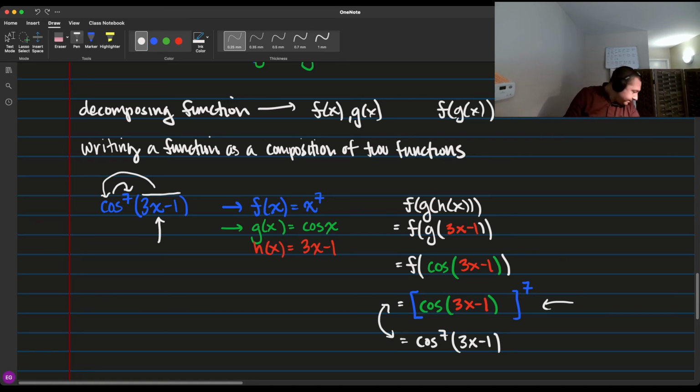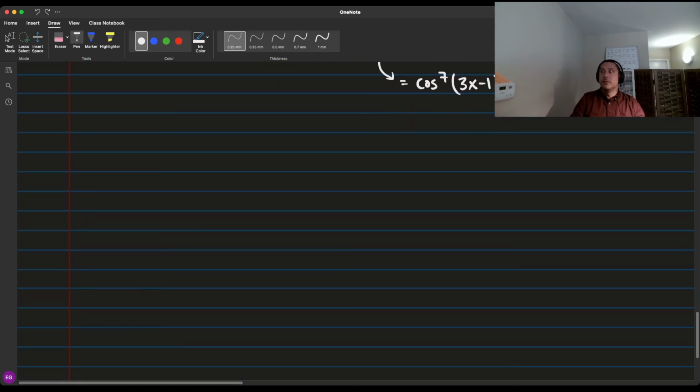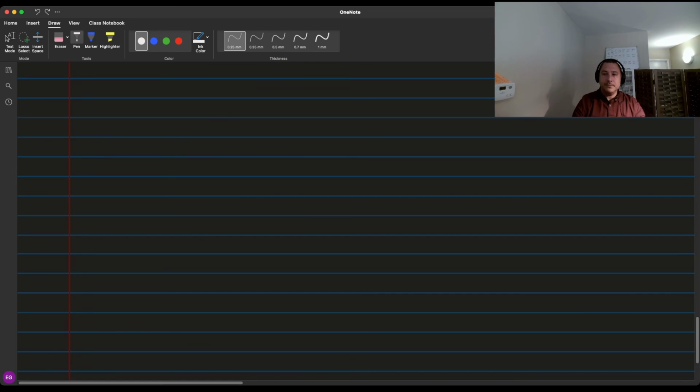Alright, let's do another one. This one's going to be a more complicated example. We're going to use several rules at once. We are going to take the derivative of 2x plus 1 to the 5th times 3x minus 2 to the 7th.